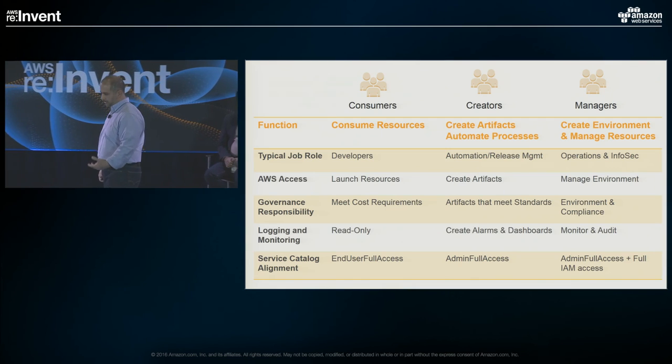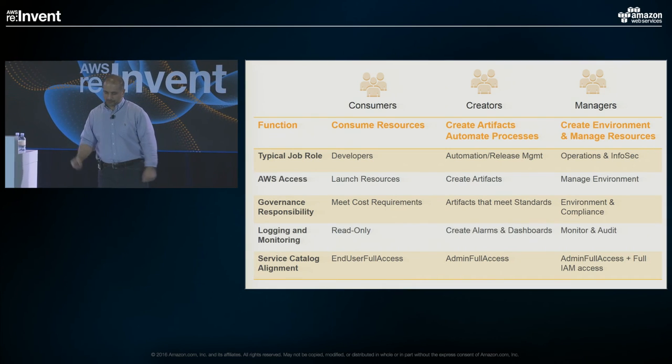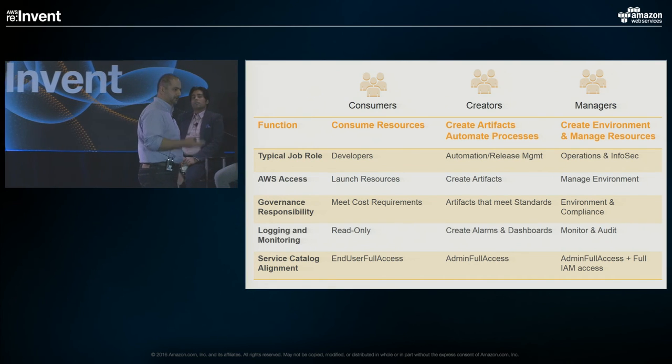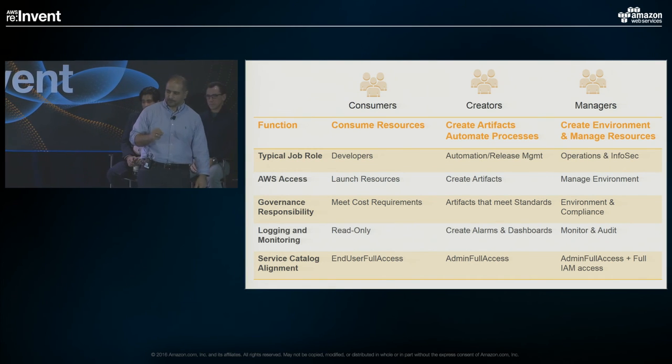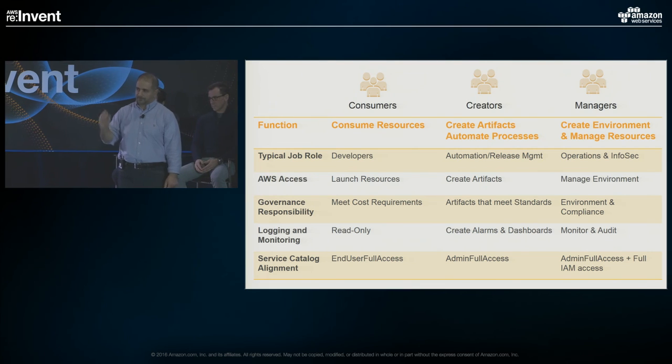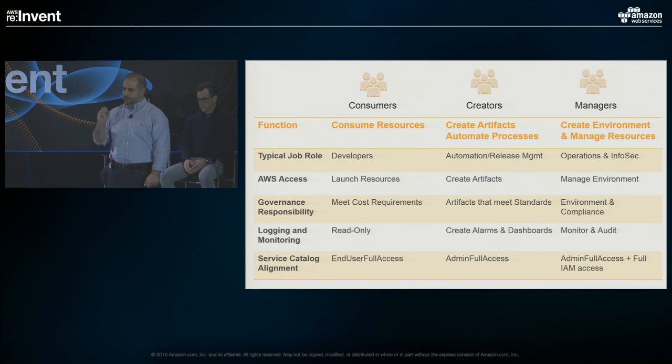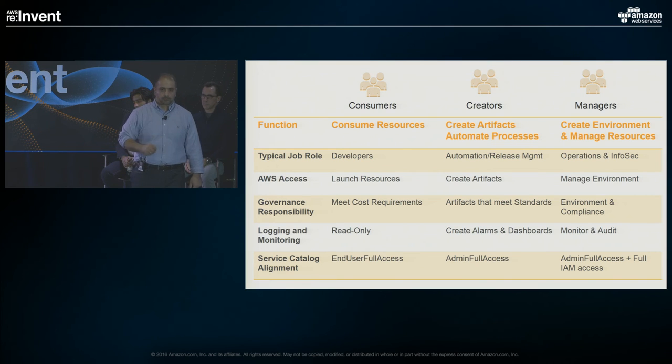So here's a summary of what I mentioned. What we did from a consumer perspective, just think in terms of governance, operations, how you want to run in an enterprise. The governance responsibility for a consumer that uses Service Catalog is minimal. They just need to make sure they're not actually creating a lot of costs, launching a lot of products.